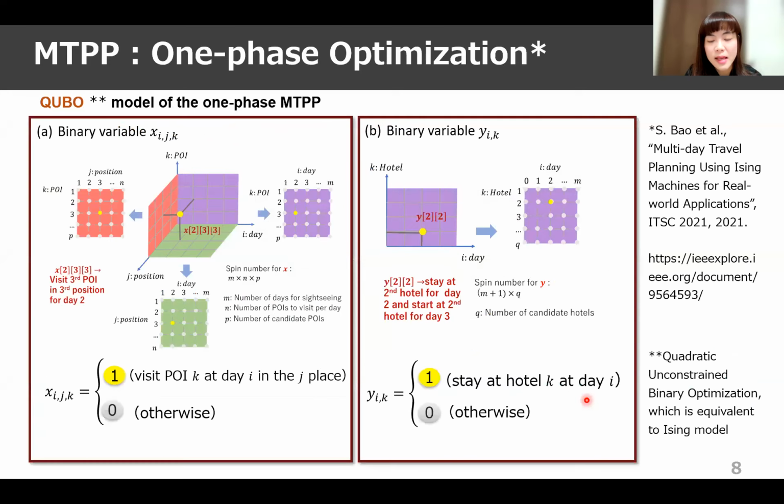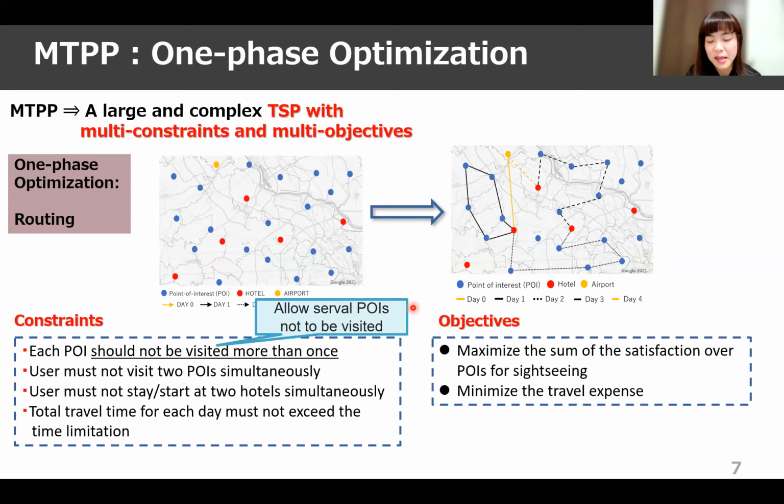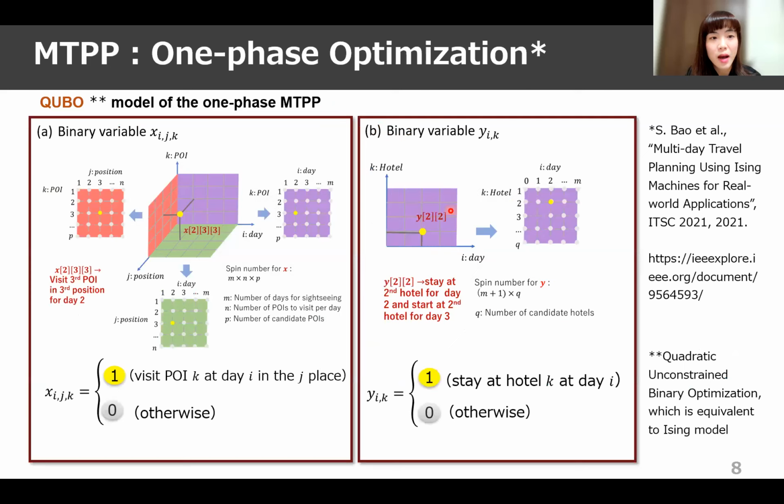The next step is to transform these four constraints and two objectives into an Ising model. However, instead of using the Ising model, we use a model called the QUBO model, which is equivalent to the Ising model. For the QUBO model, we define two binary variables. The first binary variable is x_ijk, which is designed in a three-dimensional form.